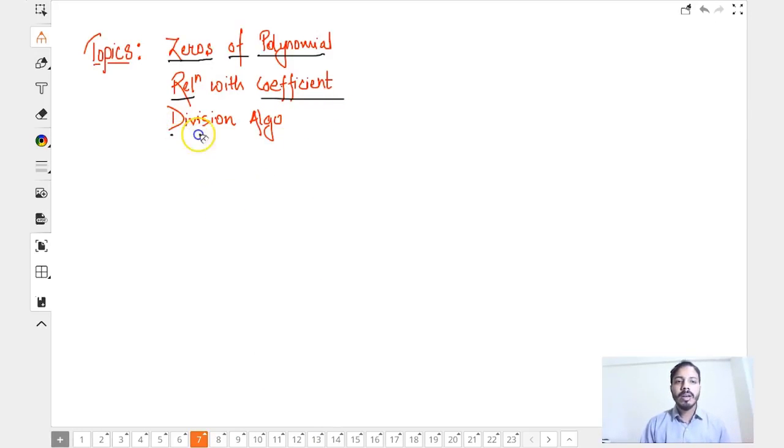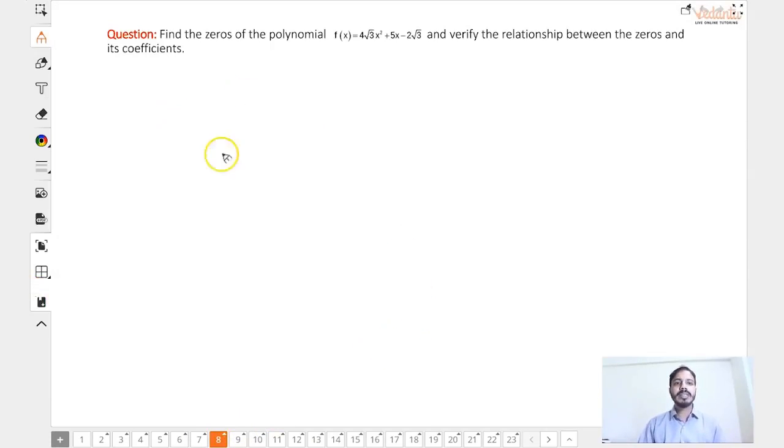Also you have topics like division algorithm, right? So if you have a big polynomial and you divide that big polynomial with a lower degree polynomial, how do you divide it, and what are the coefficients, and what is the remainder? So these concepts should be clear. Right? Now let me take a few examples and show what type of questions can come. For example, say find the zeros of the polynomial of this and verify the relationship between zeros and its coefficient.